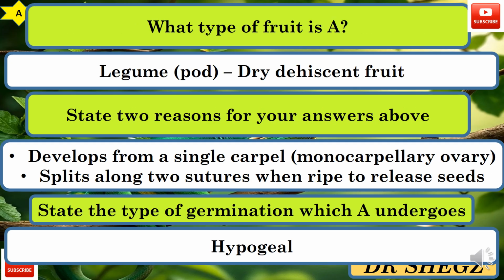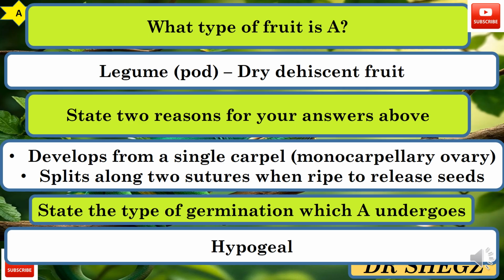What type of fruit is A? It is a legume. It's a pod. Give two reasons for your answer. Why is it a legume? Because it develops from a single carpel and is split along two sutures when ripe to release the seeds. That means it dehisces along two sutures to release seeds.